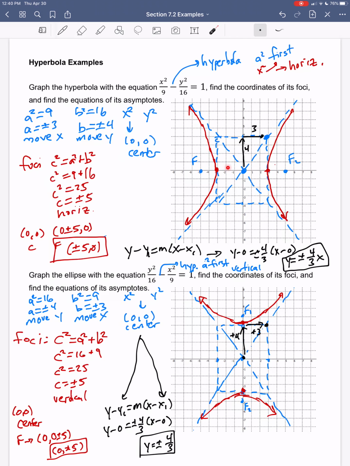Remember, though, we call the other axis the conjugate axis. So this is the transverse axis up here on the first one. This is the conjugate axis. The conjugate axis becomes the transverse axis for the conjugate hyperbola. So they just switch like that.